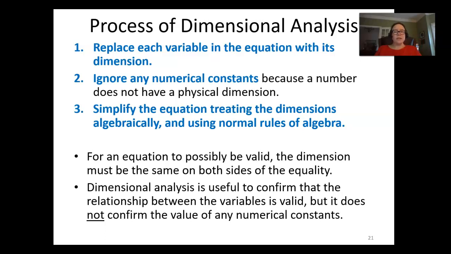The third step is that you treat those dimensions algebraically. You simplify the equation, try to get it in the simplest terms possible using the normal rules of algebra, and then you compare the dimension on the left to the dimension on the right. If those dimensions on both sides are the same, then there's a chance that that equation is valid. Now, of course, you have not really confirmed or validated any of the numerical constants, but you have validated that the relationship between the variables makes sense.